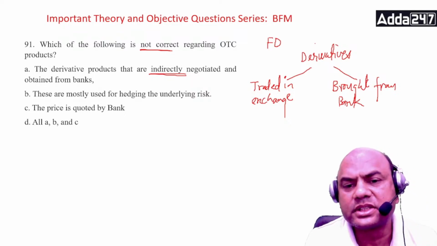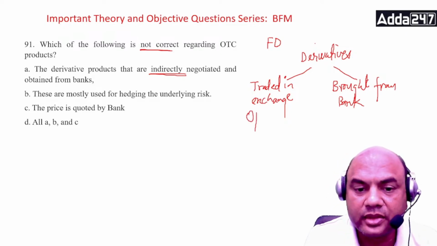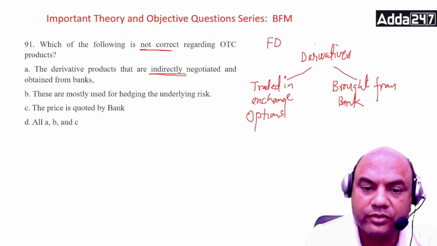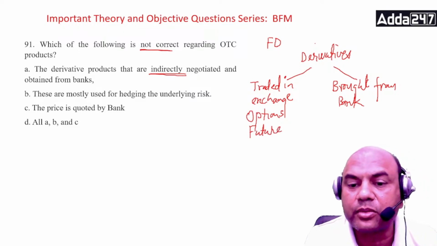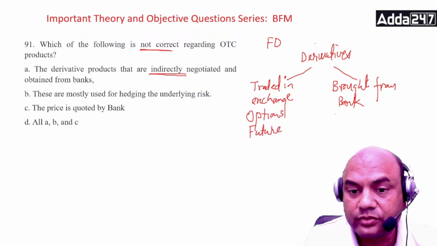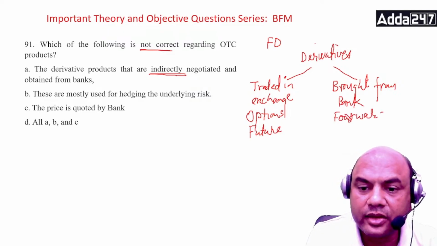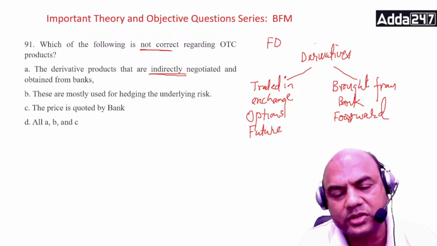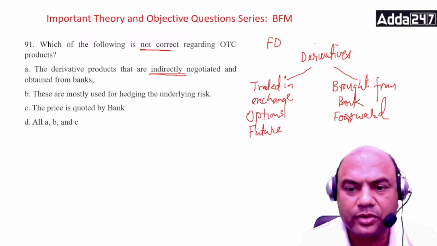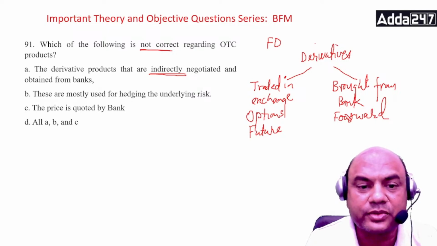So which are those? See, there are many assets. Let me give you one example of this. One is options and futures. These are traded in the exchanges. Which are the ones which are bought from the bank? This is the forward market, right? Forward. So this forward is bought from the bank, right? There are many swaps. Swaps are also bought from the bank, not from the market. So are these the derivative products which are indirectly traded?